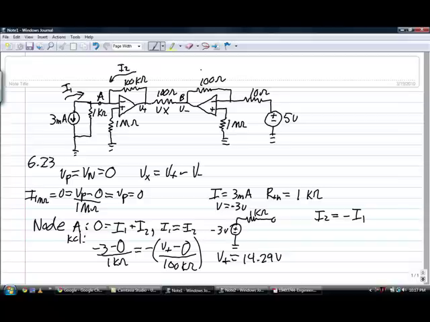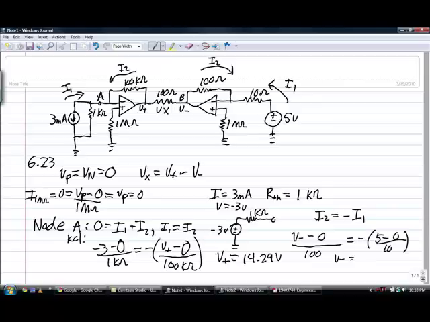So this we'll call our I2, and this will be our I1. And so we have V sub minus minus 0, which is our nodal voltage at B, over our resistance, which is 100 ohms, is equal to negative the quantity of 5 volts minus 0 over our resistance, which is 10. And if you work that out, you should get V sub minus equal to 50.